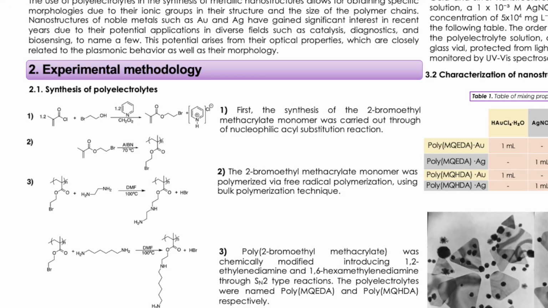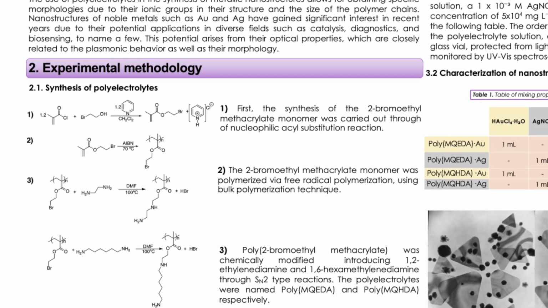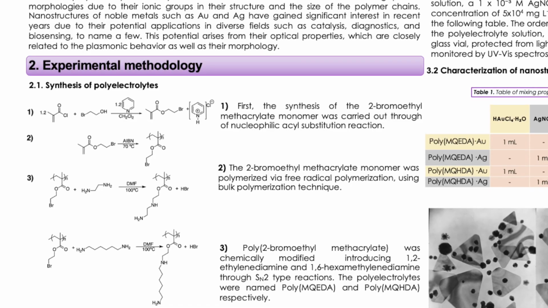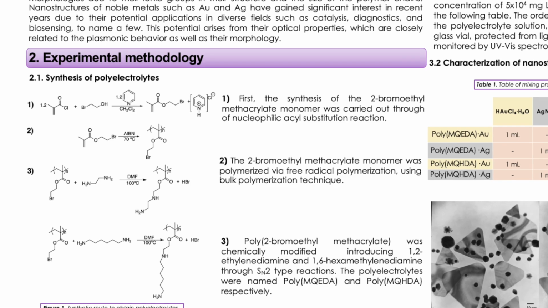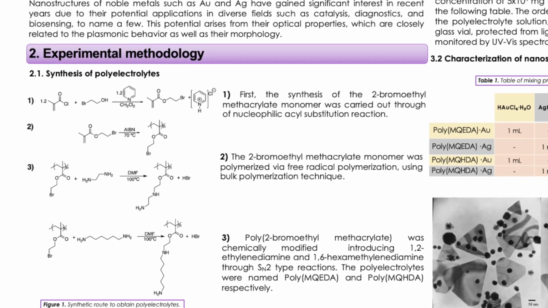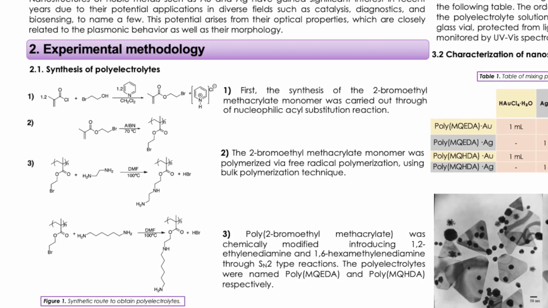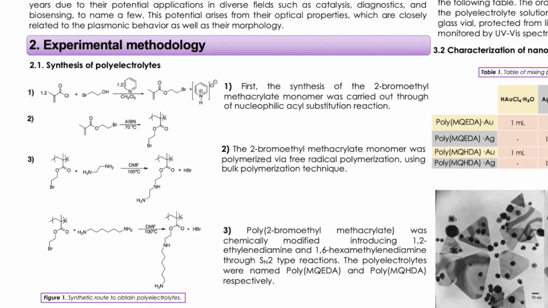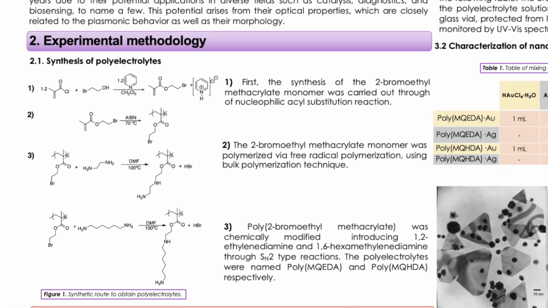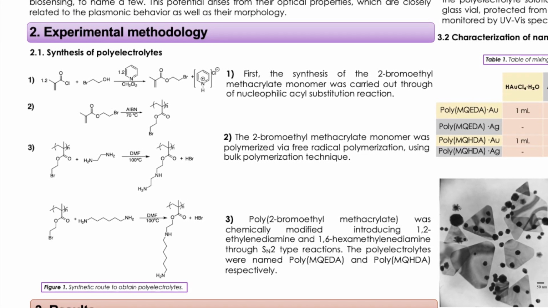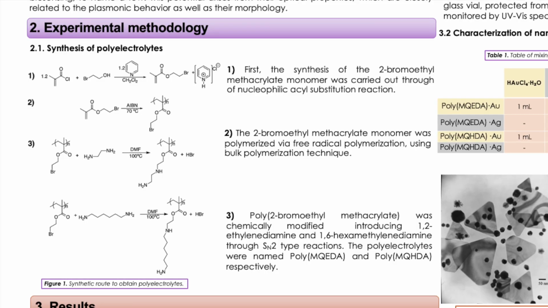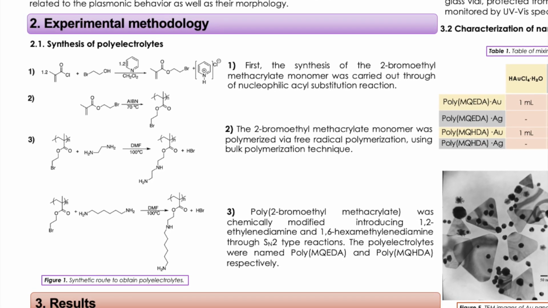Experimental methodology. First, the synthesis of 2-bromomethyl methacrylate monomer was carried out through a nucleophilic acid substitution reaction. Then, the 2-bromomethyl methacrylate monomer was polymerized via free radical polymerization using the bulk polymerization technique. Finally, poly-2-bromomethyl methacrylate was chemically modified introducing 1,2-ethylenediamine and 1,6-hexamethylenediamine through SN2 type reactions.